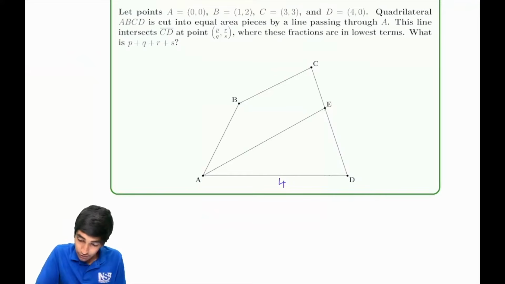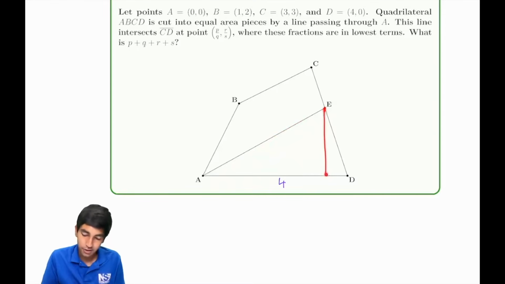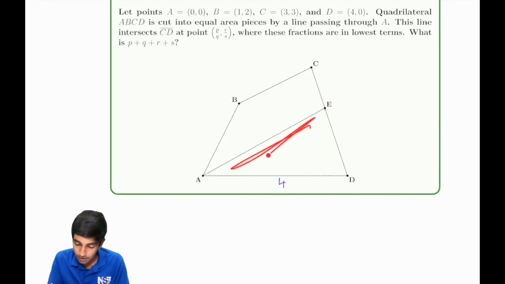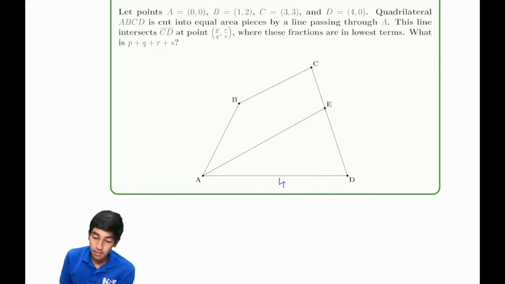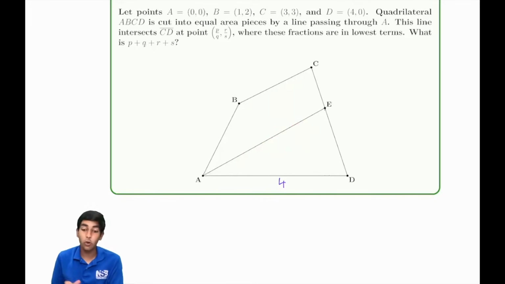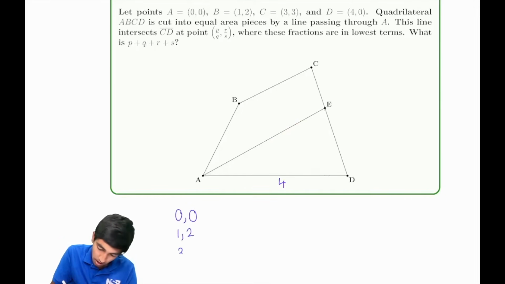So, if we can find out what this area must be, then we can easily find out what the height is. And if we find out the height, then it should not be too hard to find out what this coordinate here is. So really, we want to find out what this area should be. But because this area is equal to this area, and it's therefore exactly half of the total area, all we do is first find the area of this quadrilateral. And to do that, we have our handy shoelace theorem.